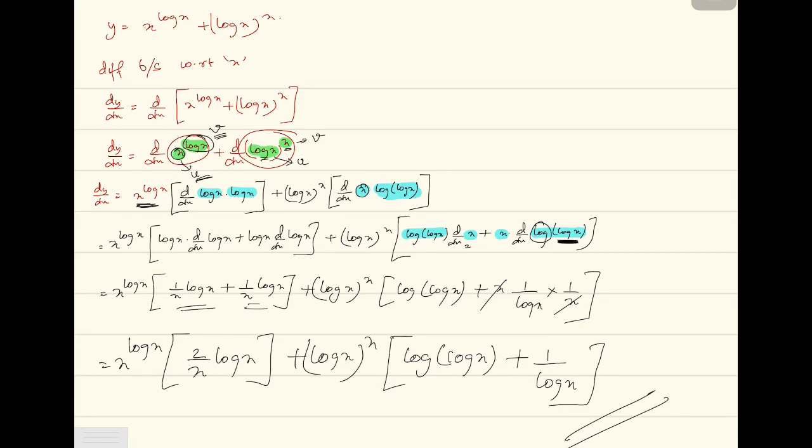So I'll give you some practice sums as well. So this will be the last one. Let's take some time to understand logarithmic differentiation. I'll give you some simple ones for practice.